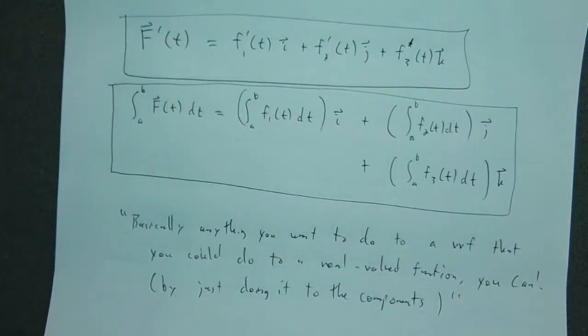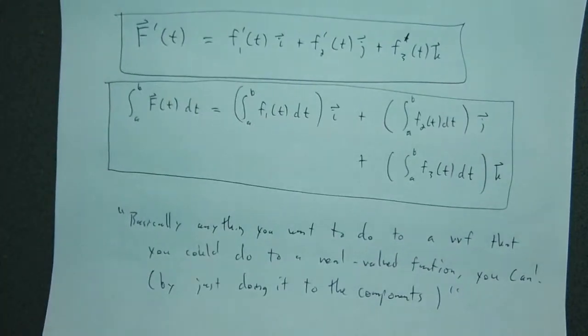And when I say just doing it to the components, what I mean is that you form the vector made up of the components that have been changed in that way. So you want to take a limit of a vector valued function. You form the vector that is made up of components where you've taken the limit of each of the component functions. Okay.